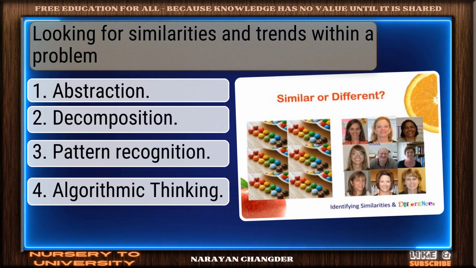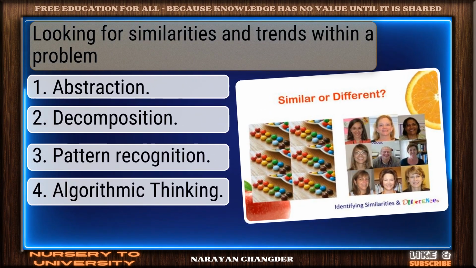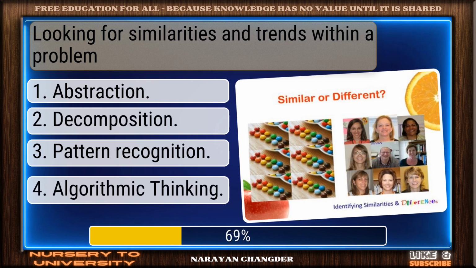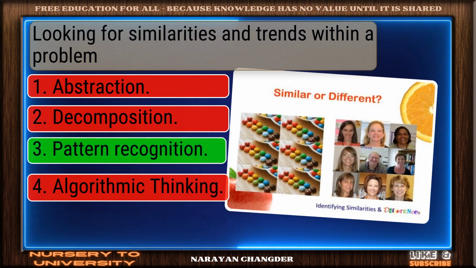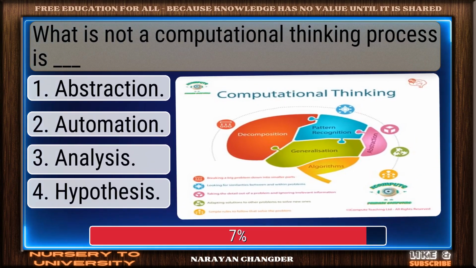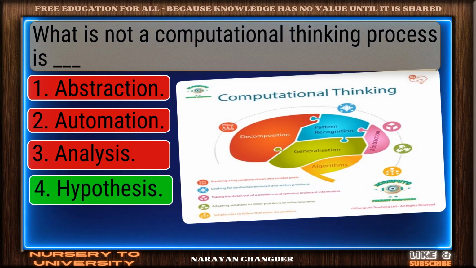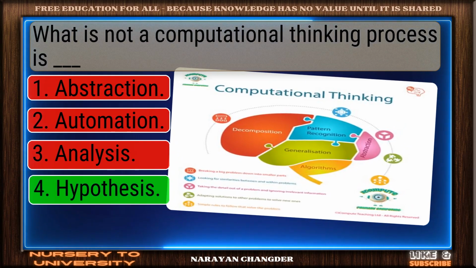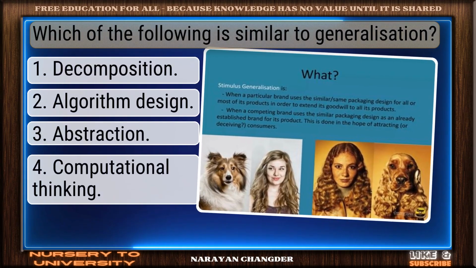Question number 41. Looking for similarities and trends within a problem. Valid point. Pattern recognition is true. Question number 42. What is not a computational thinking process is dash. Excellent. Hypothesis is a brilliant choice. Question number 43. Which of the following is similar to generalization?